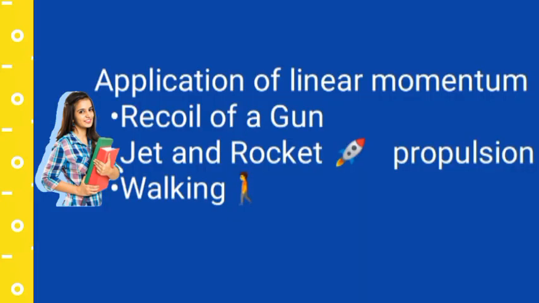Application of linear momentum. First is recoil of a gun. A gun has a backward momentum equal to the momentum of the bullet. When you fire the bullet, the speed at which the bullet moves from the gun is the same speed, as a backward effect, at which the gun will move backward.